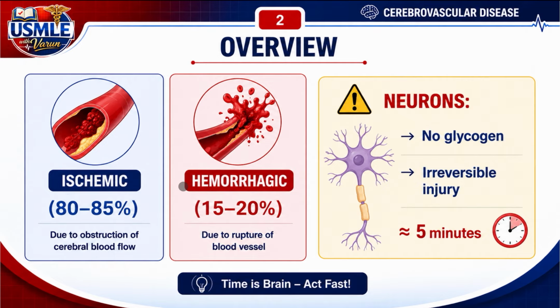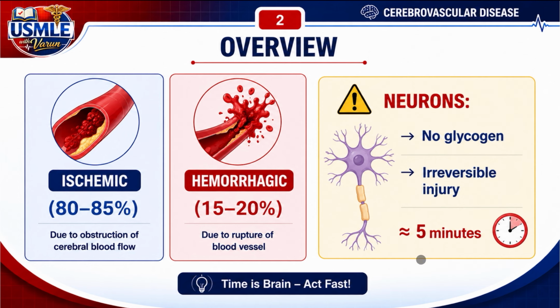Now here's a critical concept. Neurons do not store glycogen. That means they depend entirely on continuous blood supply for glucose. So, if blood supply stops, irreversible brain injury can begin in about 5 minutes. That is why we call stroke a medical emergency.